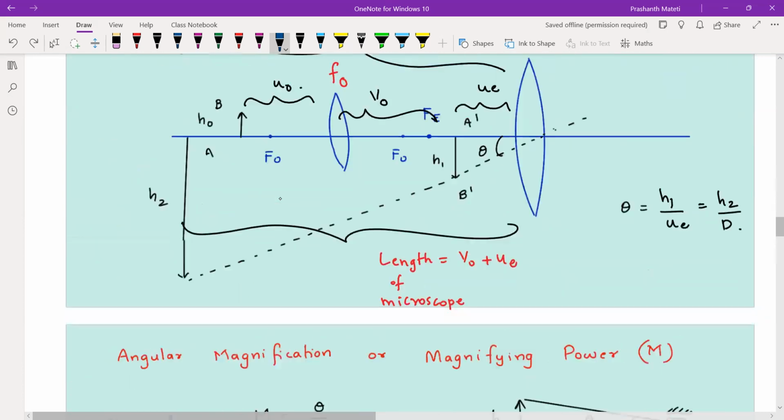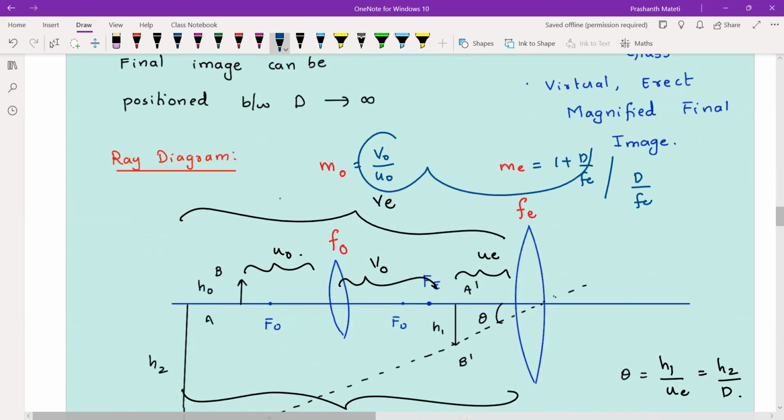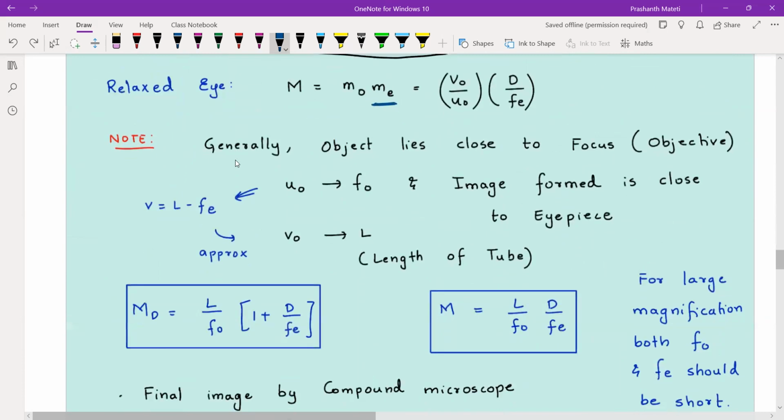In the case of a compound microscope, there are two lenses. One produces magnification MO and the other produces magnification ME. So MO is equal to VO by UO. ME, if it is a strained eye, we write 1 plus D by FE. If it is a relaxed eye, D by FE. Then multiply both of them to get the total magnification. Understood? Yes, sir. Okay, so it is directly formula based.